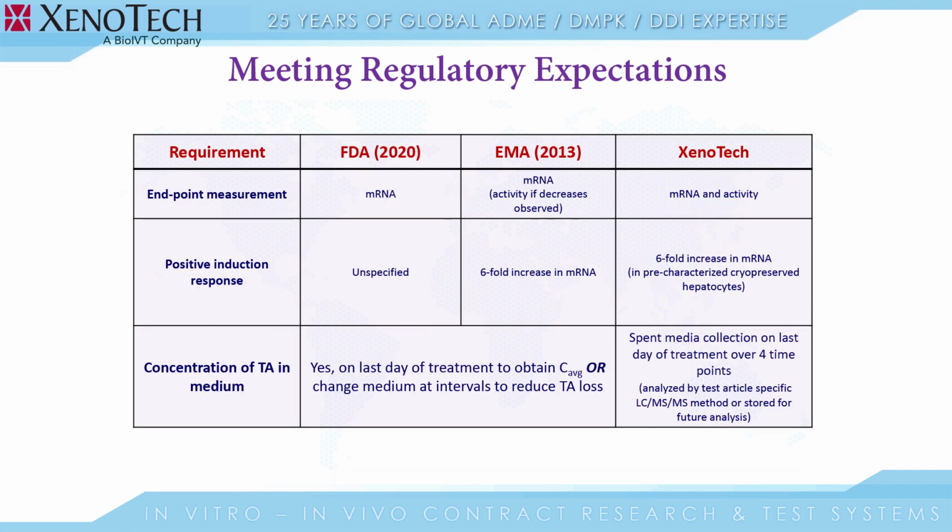The endpoint measurement requirements from the regulatory guidance agencies are to look at messenger RNA. And for our induction study designs, we can look at mRNA and/or the activity of the enzyme. A positive induction response, so this is the induction response to the positive controls, is not specified by the FDA, but the EMA requires that a 6-fold increase in messenger RNA from the prototypical inducer be seen. Our standard is to look at a 6-fold increase in messenger RNA.